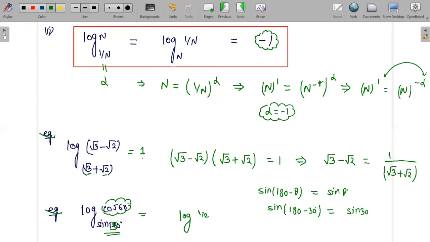So there we go. The value of sine 150 degree will be as good as the value of sine 30 degree, which is equals to 1 by 2. Here the number and base both are defined and equal in manner. So I have the answer and it is equals to positive 1.